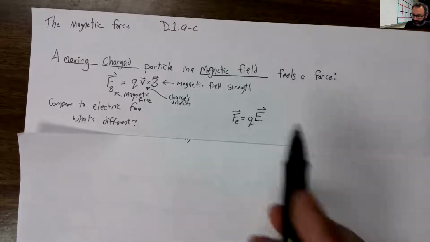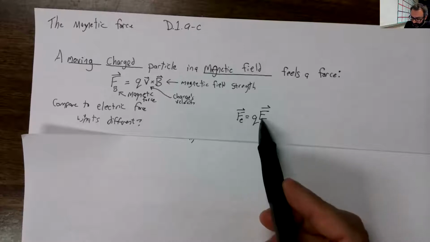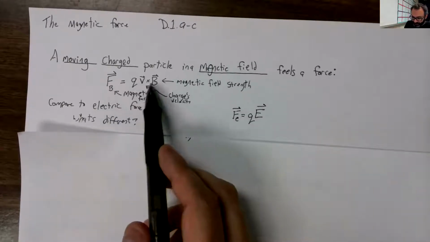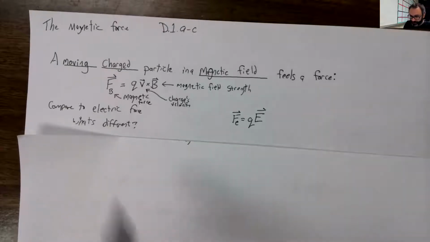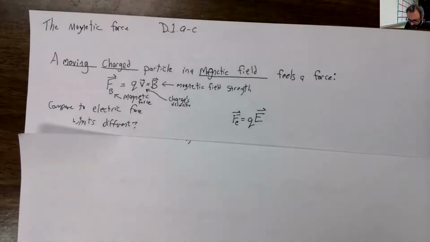So I want to take a minute to compare these equations, right? The force that a charged particle feels if it's in an electric field versus the force that a charged particle feels if it's in a magnetic field. So what's different between these two equations?